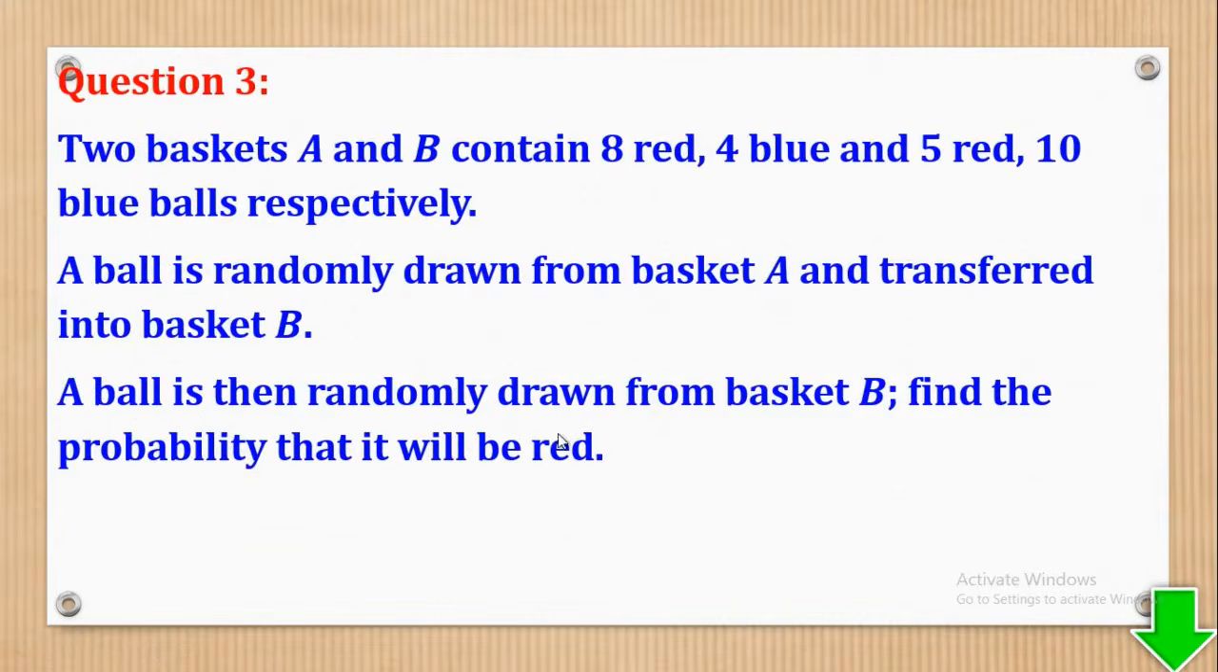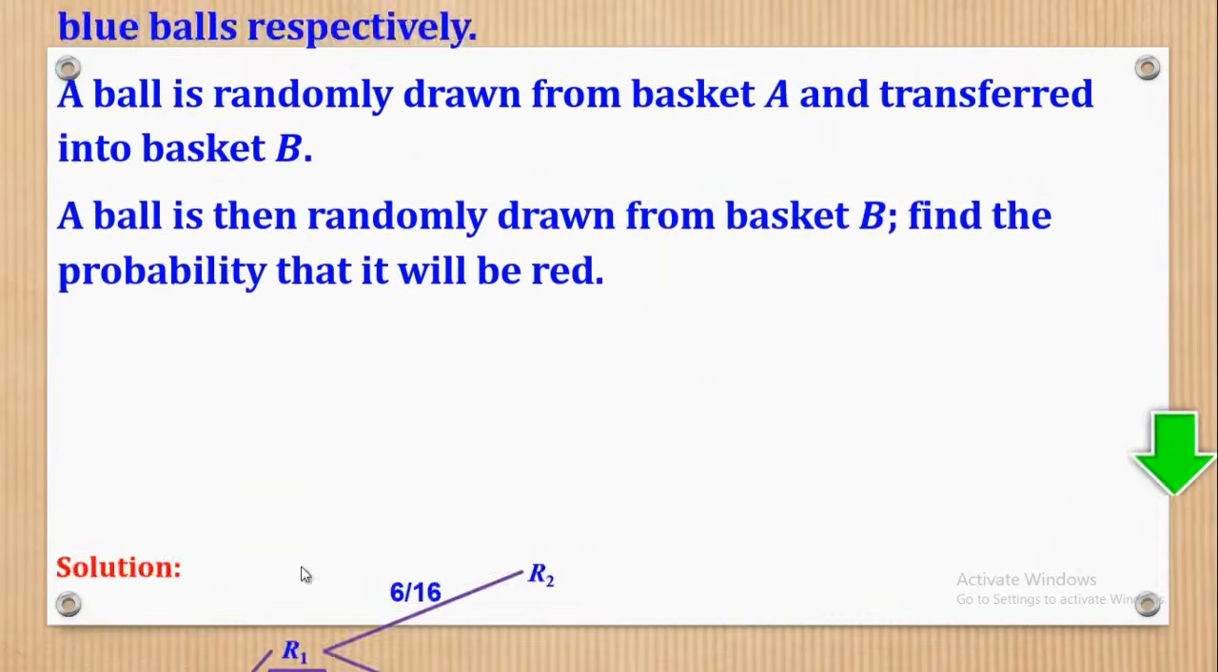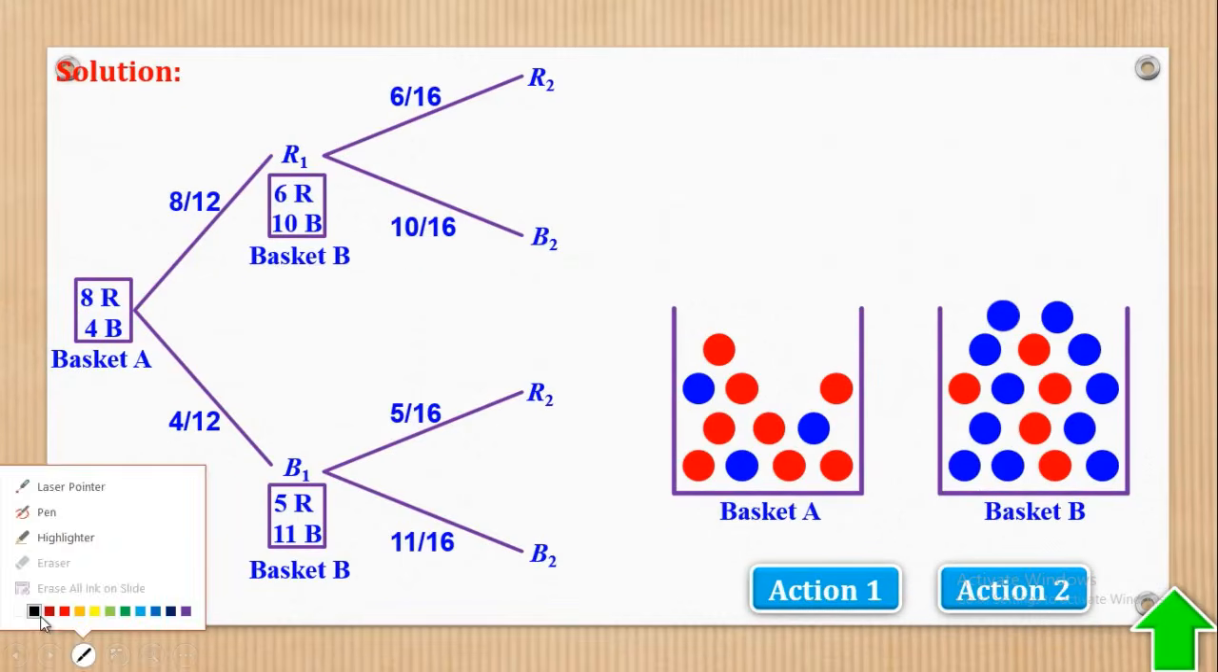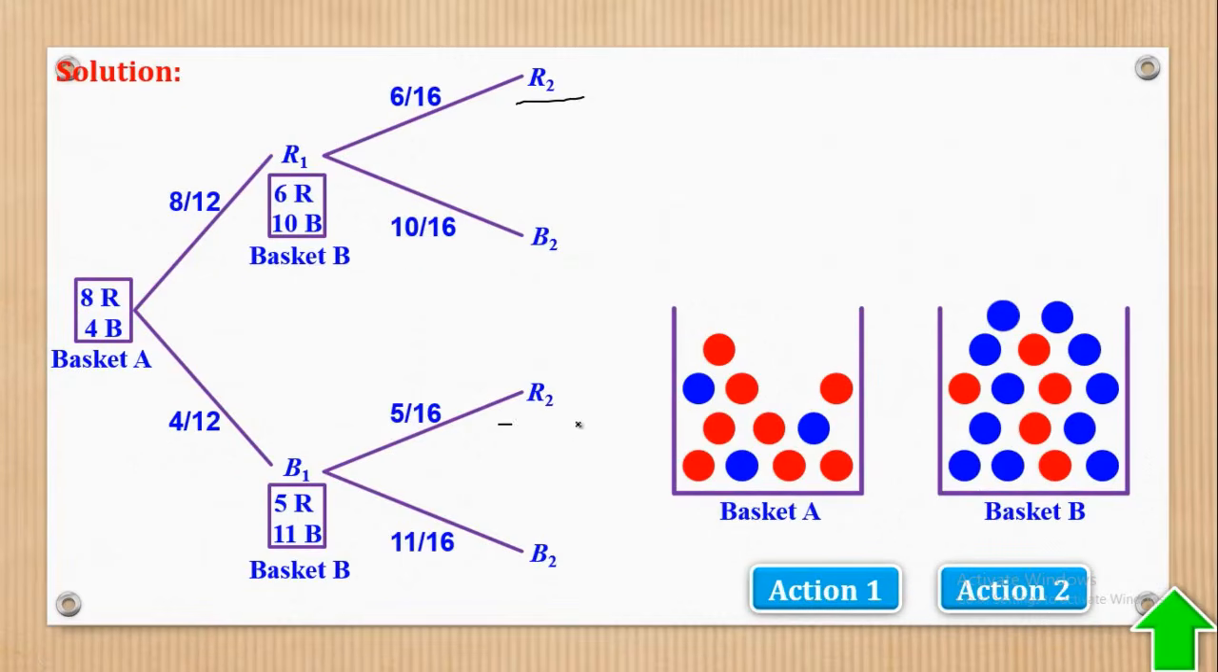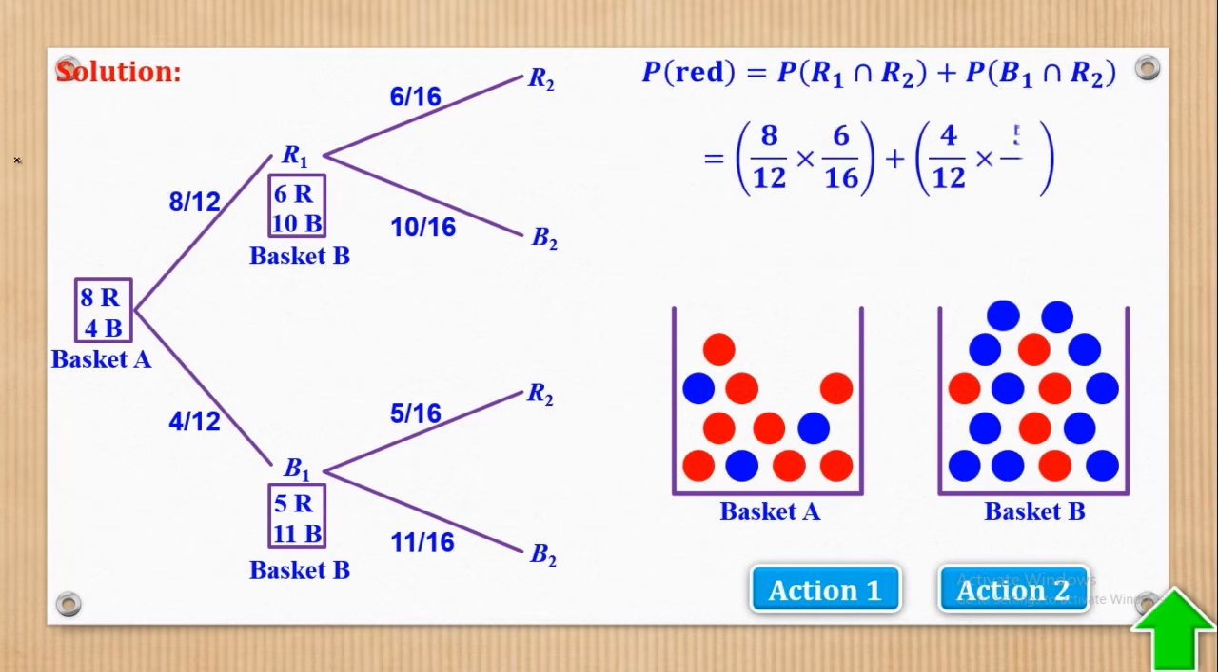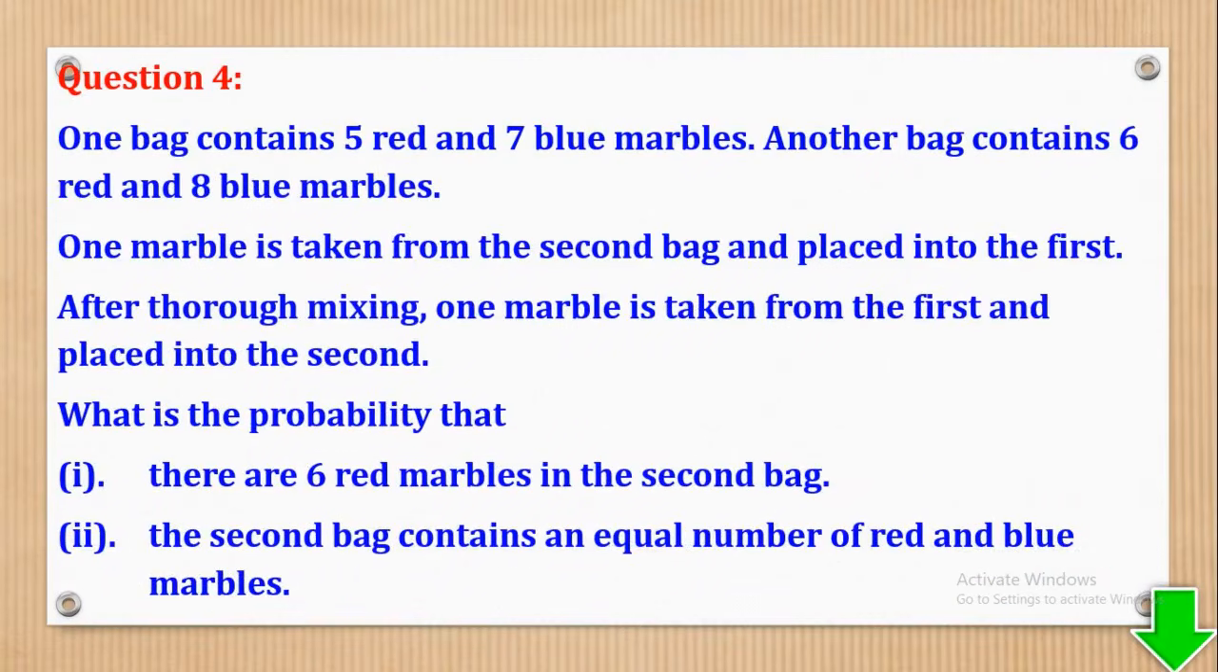So the question is, find the probability that it will be red. So the probability that it will be red, there is this option and also this option. Therefore, if you write P red, it will be R1, R2, and also B1, R2. So R1, R2, we have this and this, which is here, and B1, R2, we have this and this, which is there. So now with a calculator, I'll come up with this as the required answer. Now we shall go to question 4.